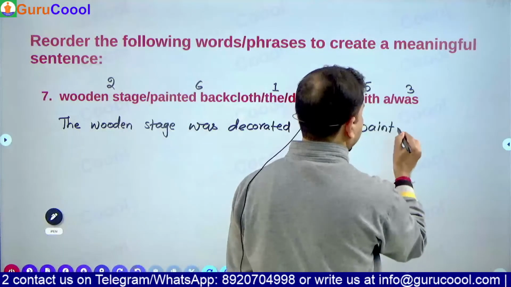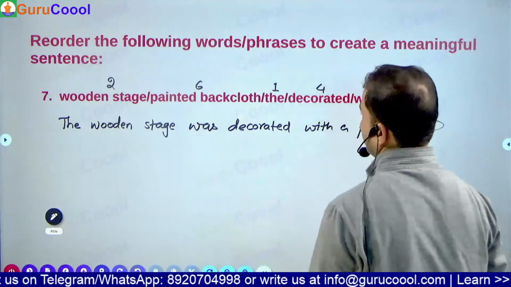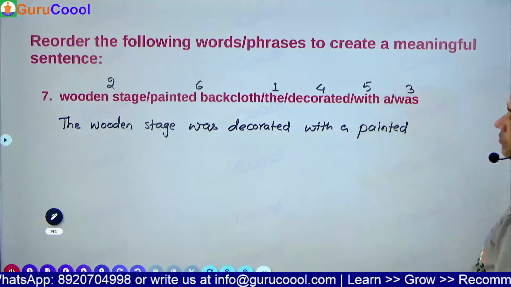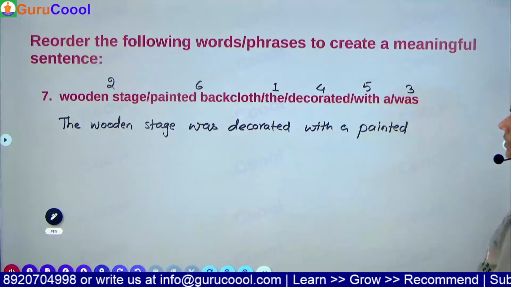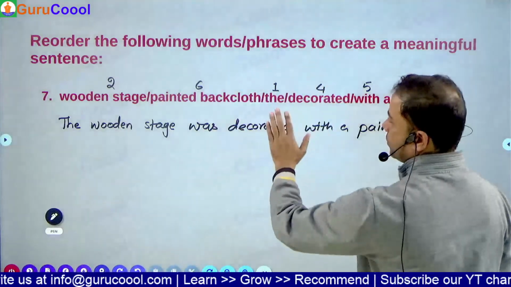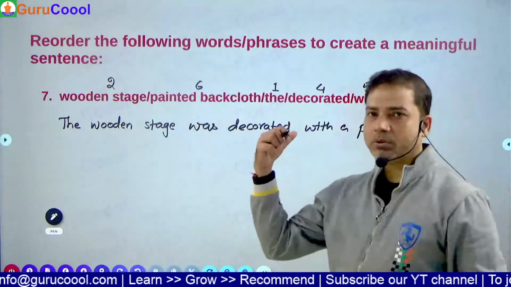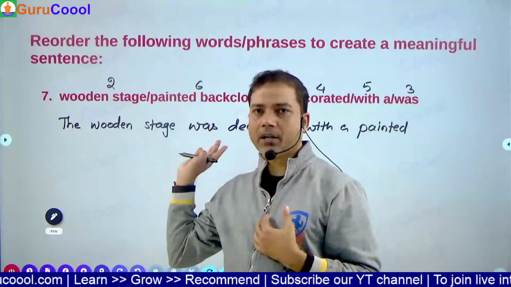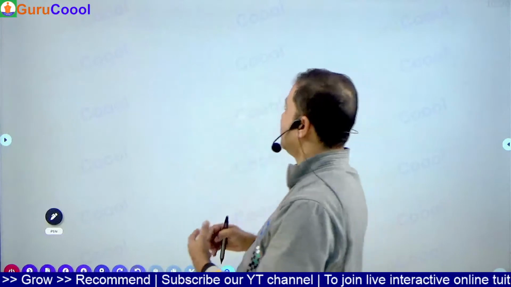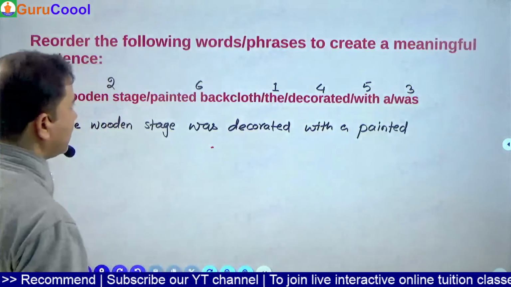So what is a backcloth? Painted backcloth means any type of cloth that should be put on the back side in the background. Like I'm standing here, in my background there is a smart board. Oh, what happened? Where is it?